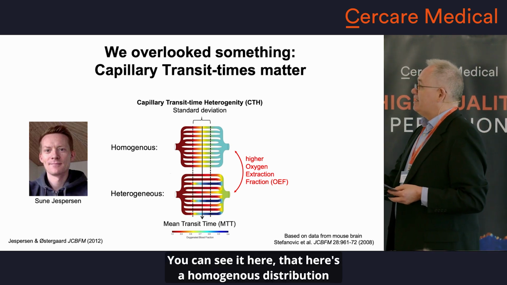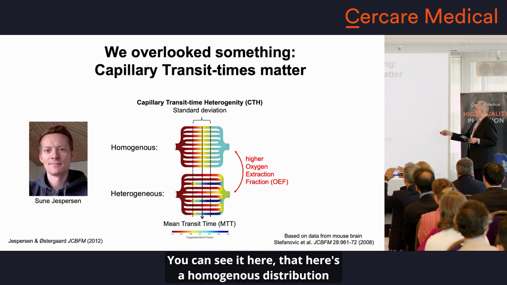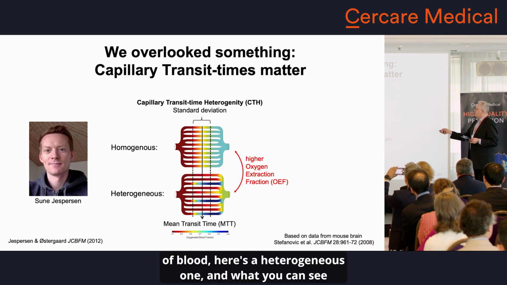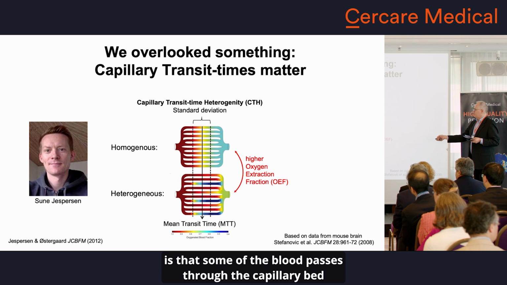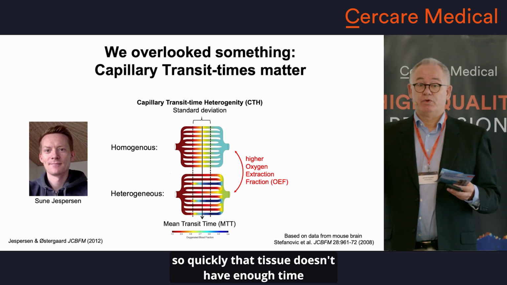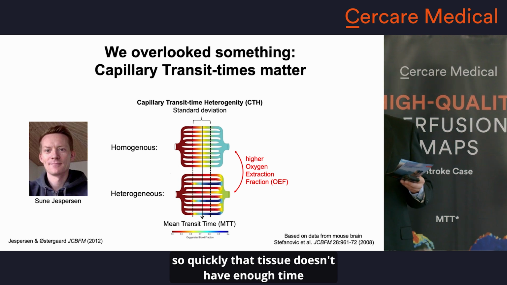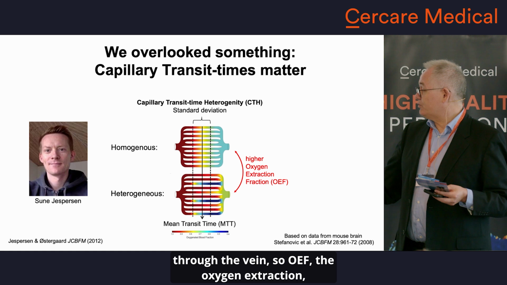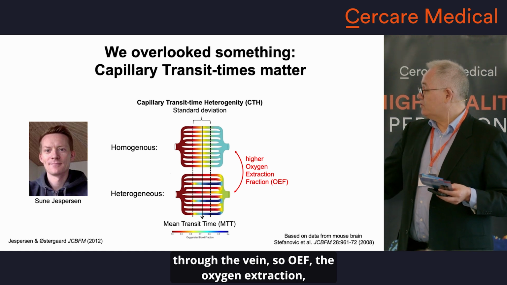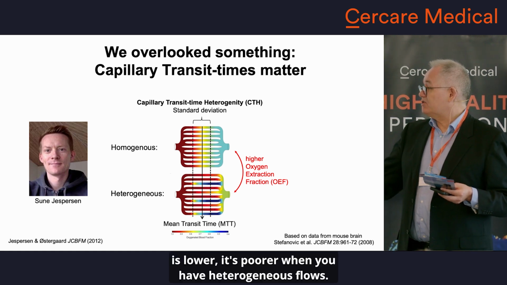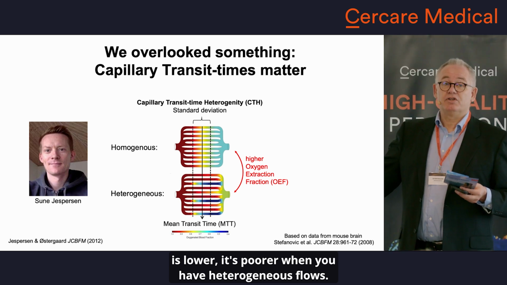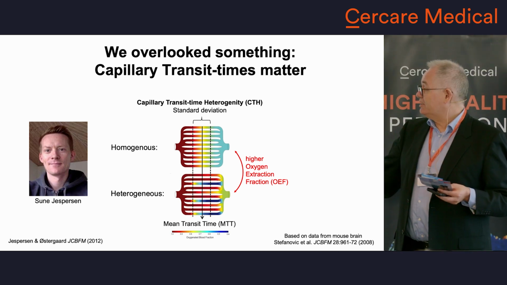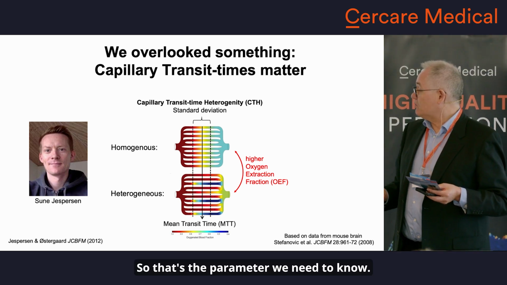You can see it here: here's a homogeneous distribution of blood, here's a heterogeneous one. What you can see is that some of the blood passes through the capillary bed so quickly that tissue doesn't have enough time to extract its oxygen content before it leaves through the vein. So OEF, the oxygen extraction, is lower, it's poorer when you have heterogeneous flows. So that's the parameter we need to know.